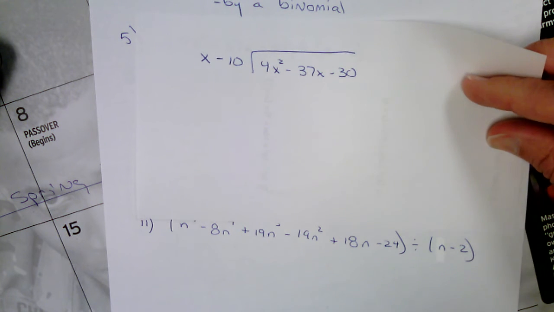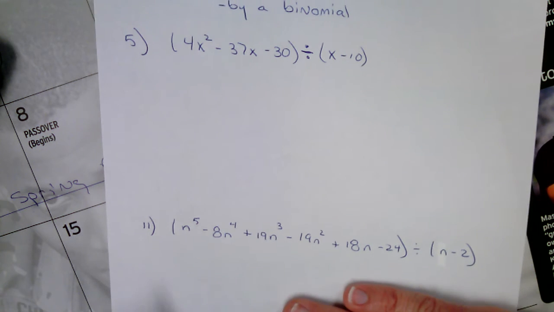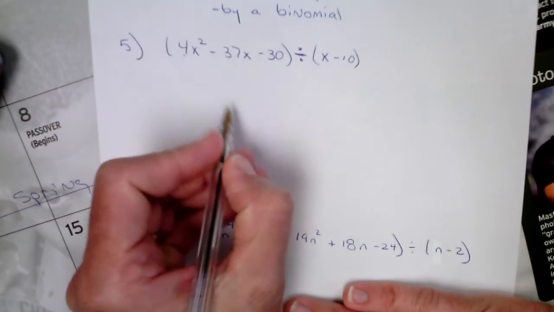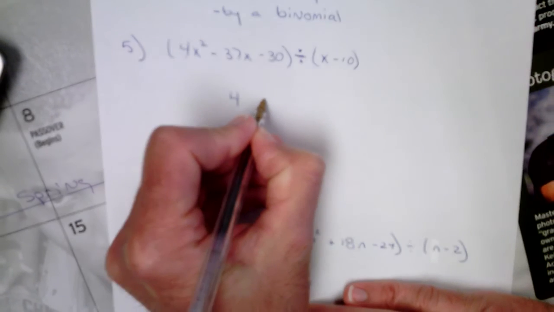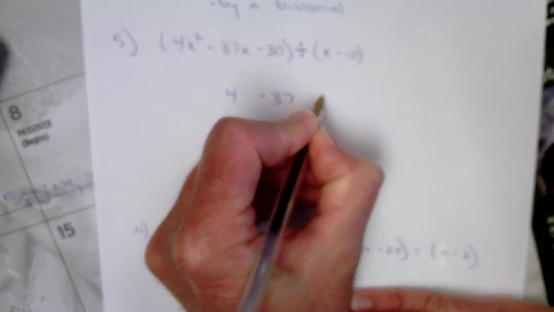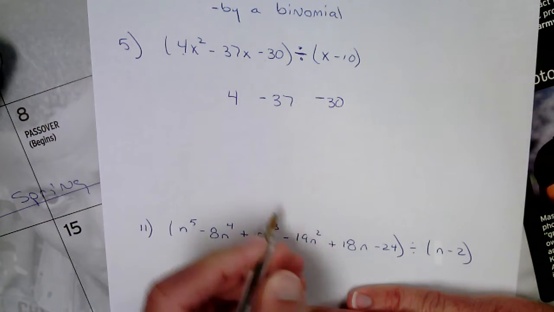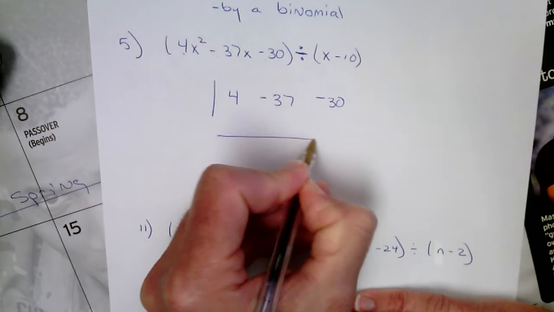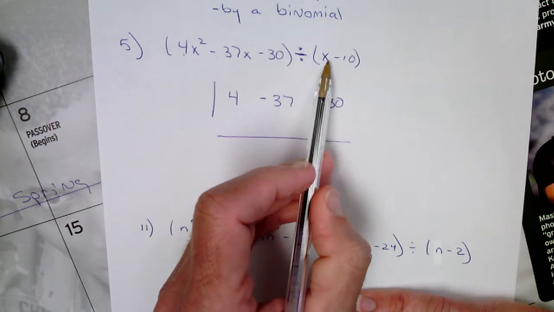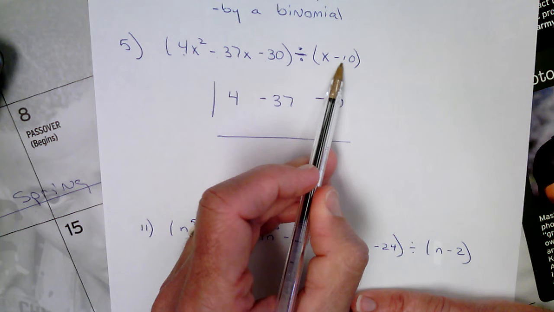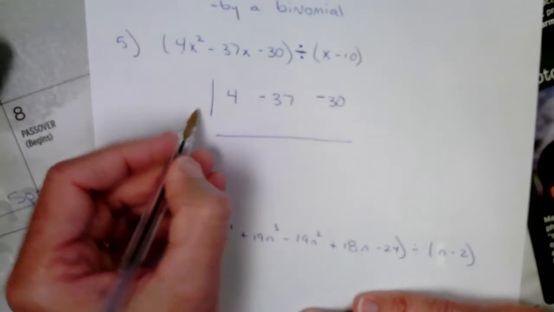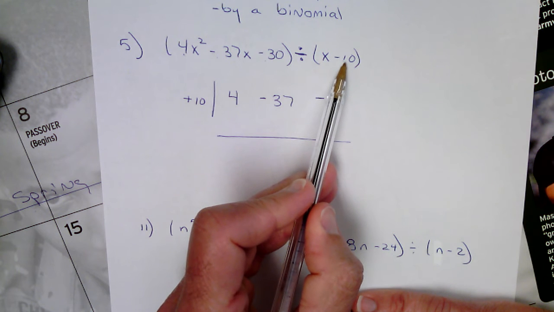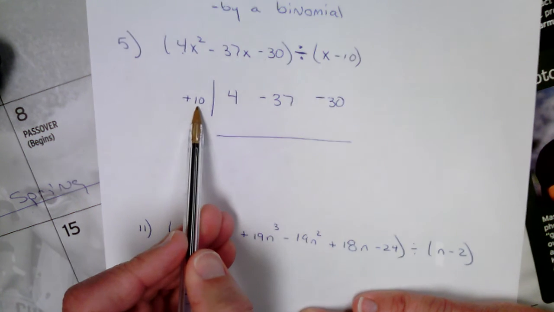So here's how it's going to work. What you do is you start by writing down just the coefficients of the number that's being divided. So I'm going to write down here 4, I'm going to write down a negative 37, and I'm going to write down the negative 30. Okay? And then I just put a line out here, and a line underneath here. And what we do is then we take the divisor, the number that we're dividing by, and we're going to take this negative 10, but over here we're going to write positive 10. The key here is it's the opposite of what you have in the binomial here. So I'm going to put a positive 10 out here.